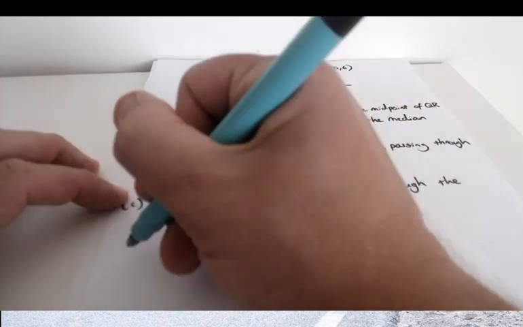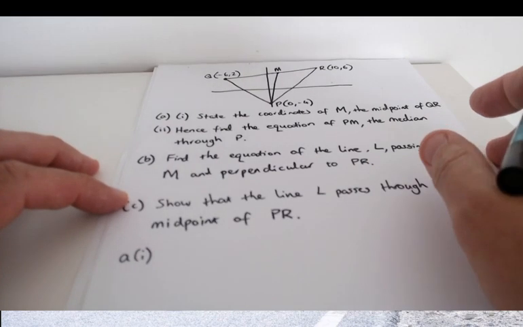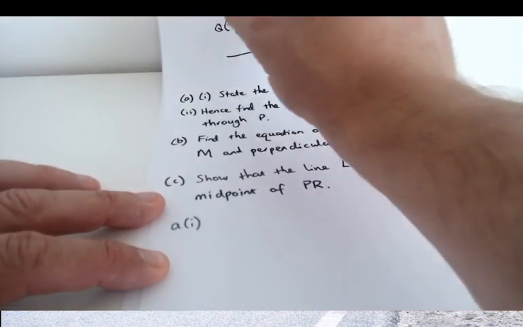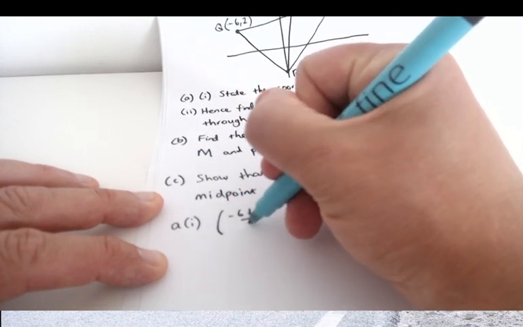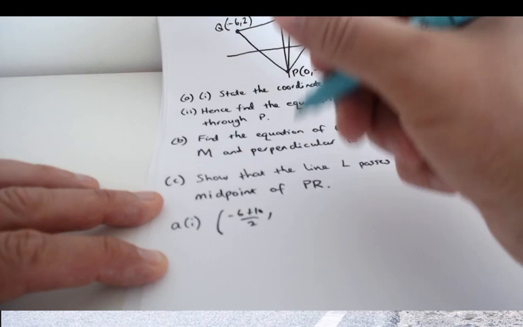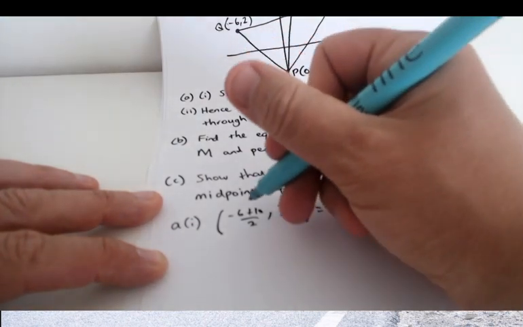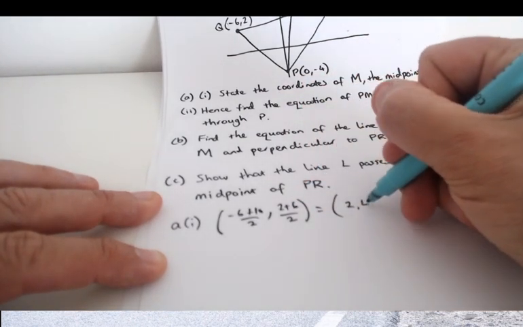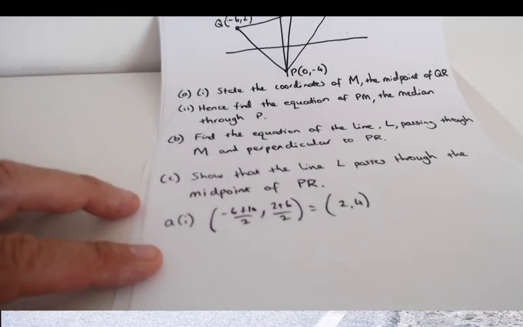Right. A part 1. It wants the midpoint of QR, which is going to be point M. So midpoint, add together the x coordinates and half, and then do the same with the y coordinates, add them together and half. So that will give me minus 6 add 10, which is 4, half is 2. That's 8, divided by 2 is 4. So nice and easy to start with. M is the point (2, 4).